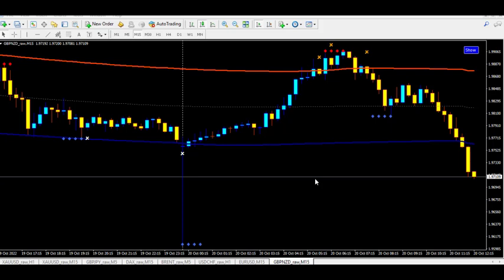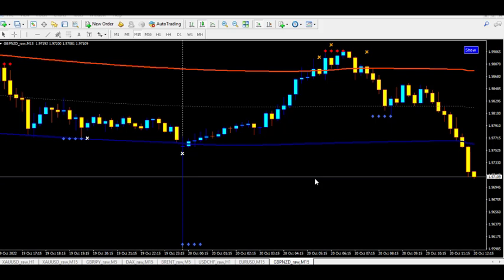Now, let's move on to today's strategy. This is a simple strategy that anyone can use. I have combined only two indicators together, so that you will be able to use it easily without any stress.